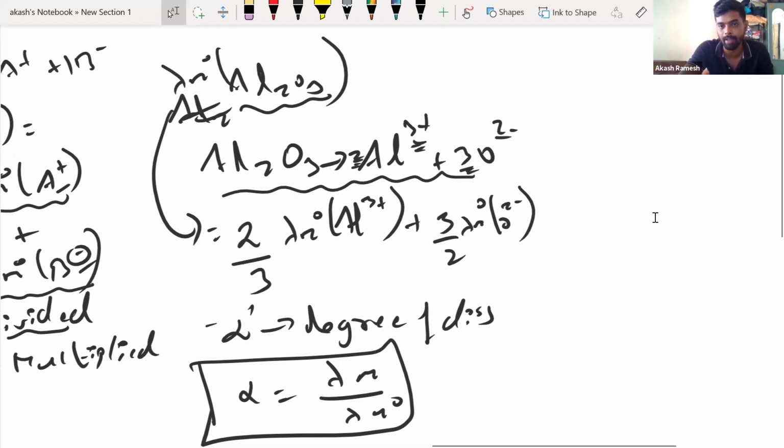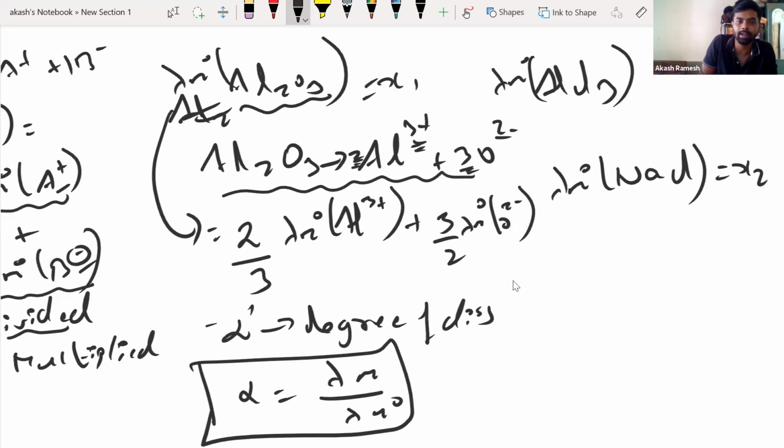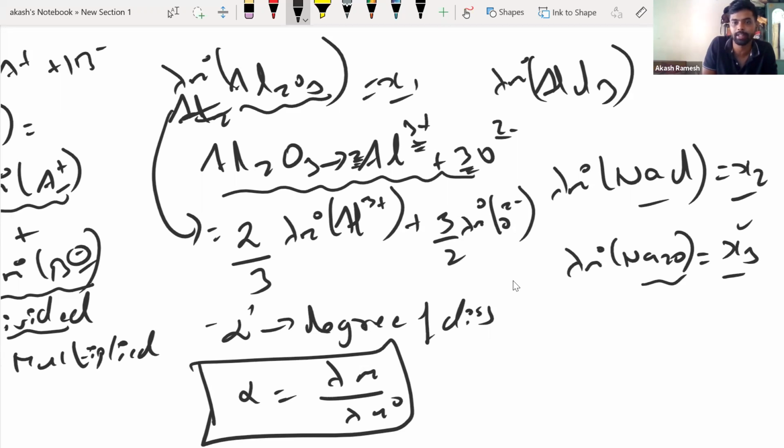This is equal to something, right? That value will be given to you. Like that, there'll be so many values, and then you have to take only the ions which are required for you. Say, for example, I require AlCl3. I want to know lambda M naught of AlCl3. Say the value for Al2O3 is given, some X1. Lambda M naught of NaCl is also given, say X2. And lambda M naught of Na2O is also given, X3. So X1 is for Al2O3, X2 is for NaCl, X3 is for Na2O, and I want to find the lambda M naught of AlCl3.